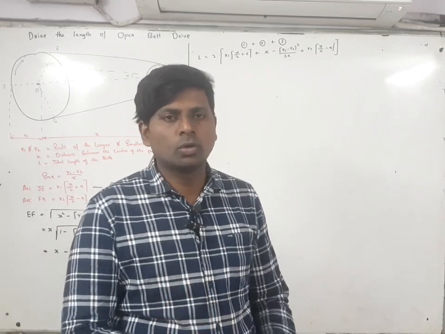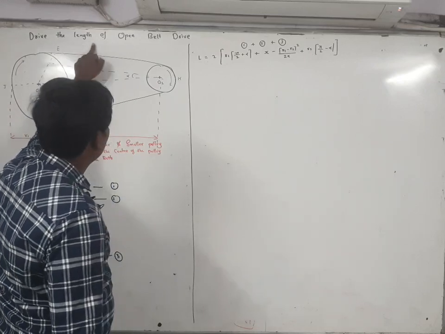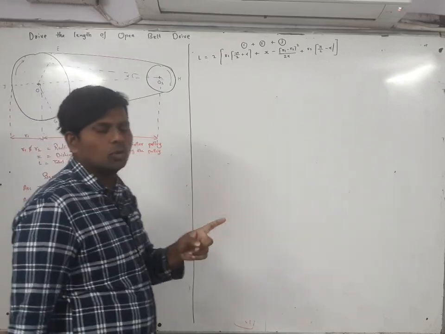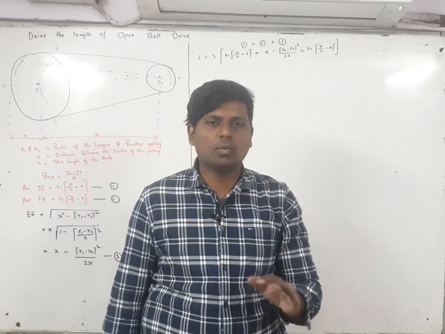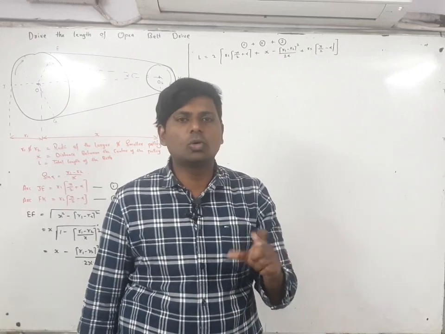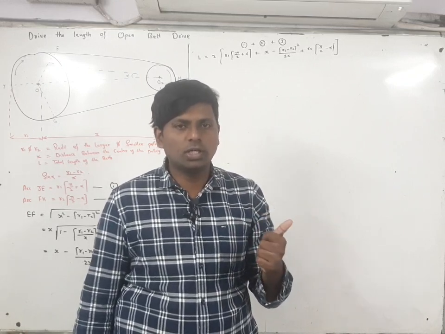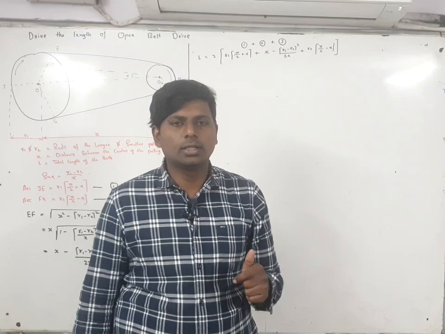First, we'll go with the length of an open belt drive; I already drew the diagram here. If you know the open belt drive, automatically the other one, the cross belt drive, is easy. In the cross belt drive only the signs change, and the remaining steps are the same. If you know one, you can easily go for the other also.